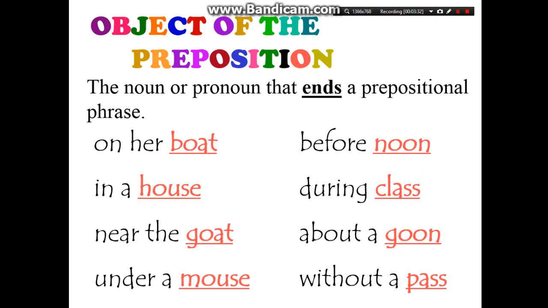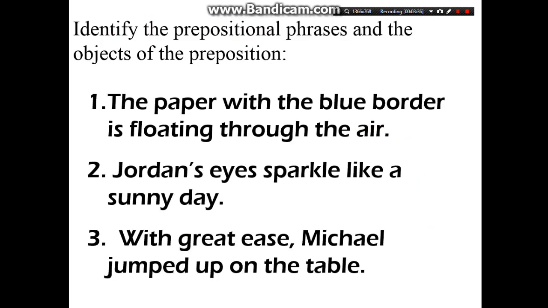You should have written some of those examples down. Now if you look, see if you can identify these prepositional phrases and the object of the preposition. Number 1, the paper with the blue border is floating through the air. There are 2 prepositional phrases in number 1. Number 2, Jordan's eyes sparkle like a sunny day. There is 1 prepositional phrase in number 2. And number 3, with great ease, Michael jumped up on the table. There are 2 prepositional phrases in number 3.